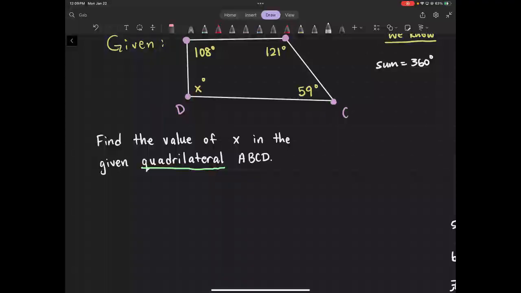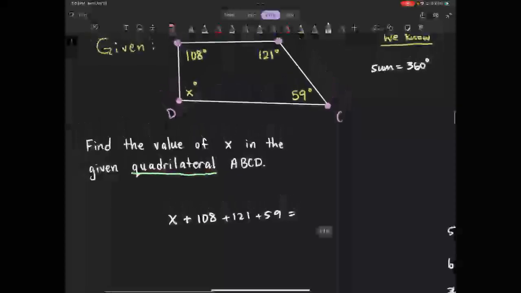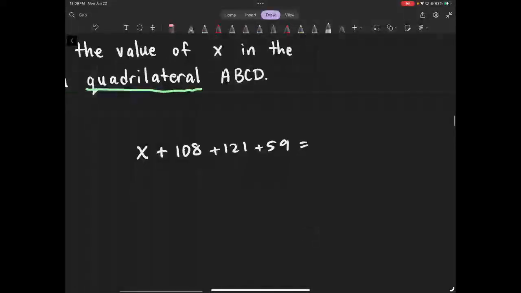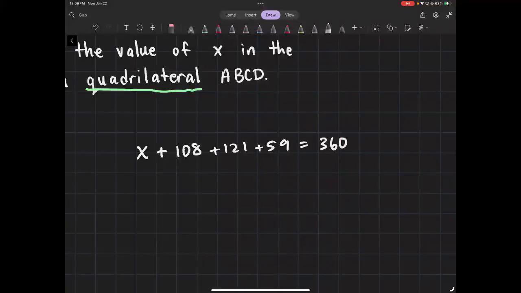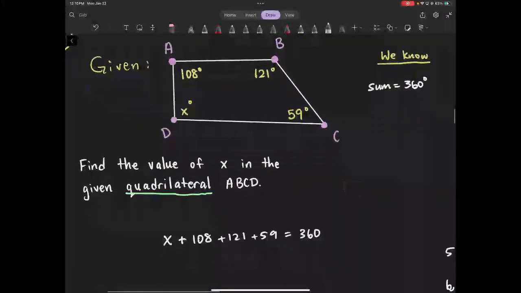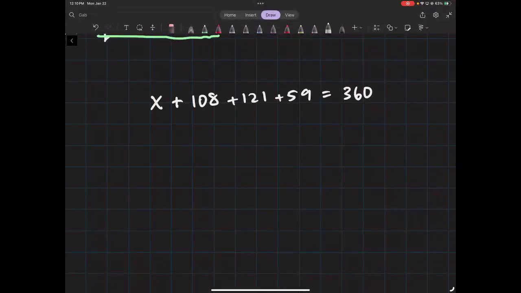So you literally add them all, right? So x plus 108 plus 121 plus 72.59. Is equal to 360. Okay, good. Is it gonna be 360 every single time? No, it depends on the shape. Okay, good. You add them all together.